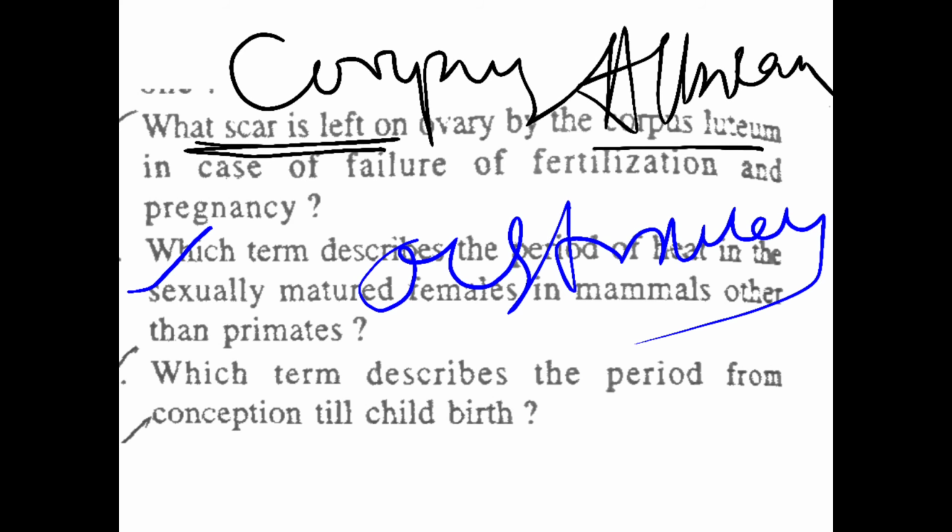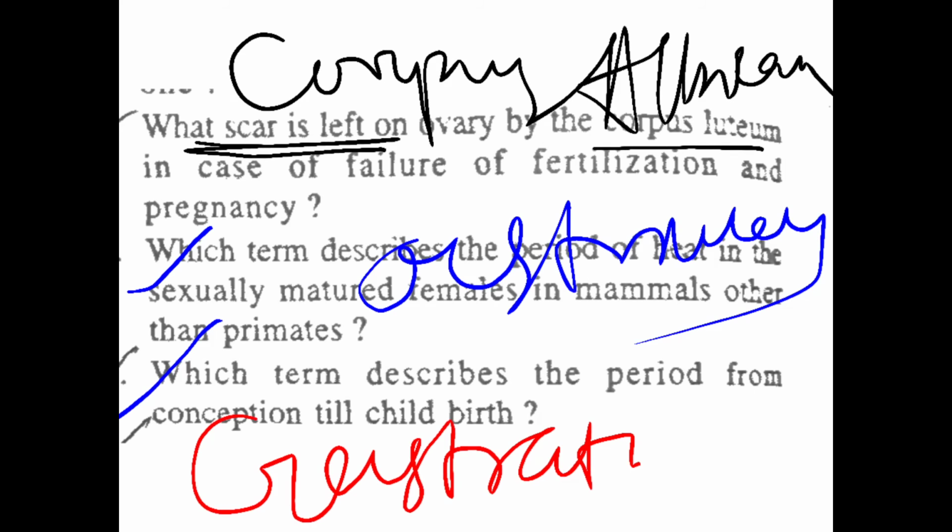oestrous cycle. Okay. Which term describes the period from conception till birth? The period from conception, that means after fertilization, till birth, the development of the fetus inside the body. The term that describes the period from conception till birth is the gestation period.